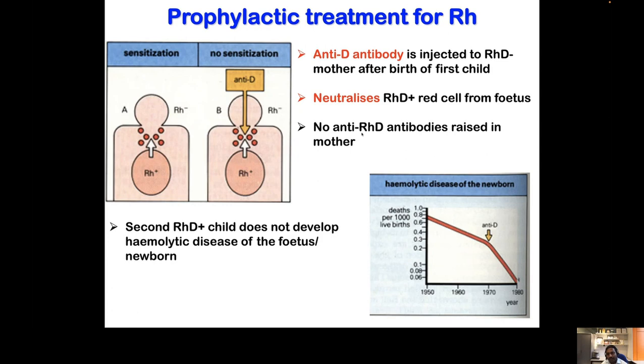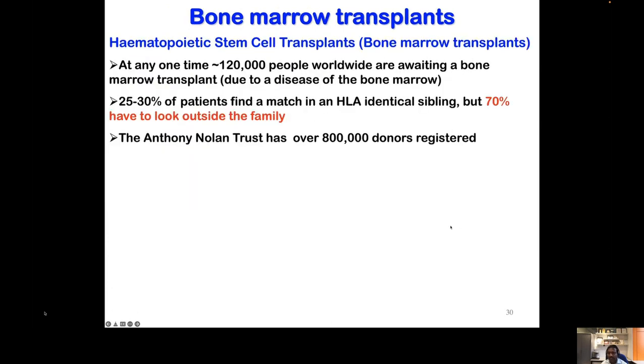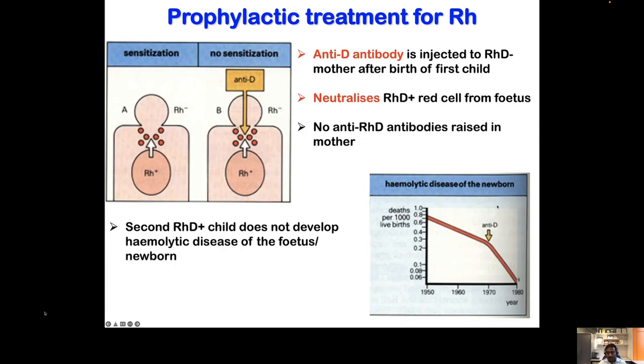But again, in the subsequent pregnancy, if the Rh negative mother is carrying an Rh positive child, then you need to give the antibody again in order to prevent any subsequent problems. As I said before, in the past it used to be a huge problem, but these days it's not a big problem because of the availability of Rh D antibodies.